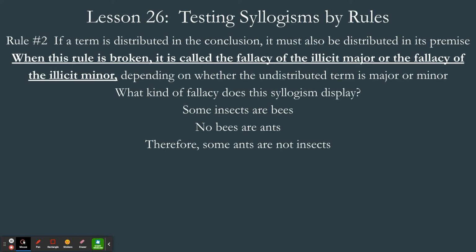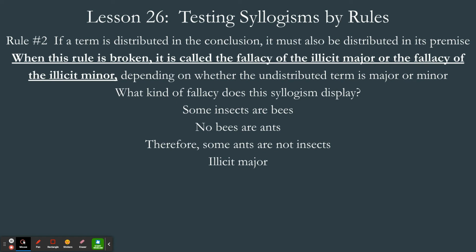Okay, I'm going to walk through that again. You find the distributed term in the conclusion. And then you check to see, is that term distributed in its premise? In this case, it's insects. And when you see that that's the major term, you check the major premise. Insects is not distributed because it's the subject of an I. Therefore, that's called the fallacy of the illicit major. Okay? Questions about rule number 1 or rule number 2?